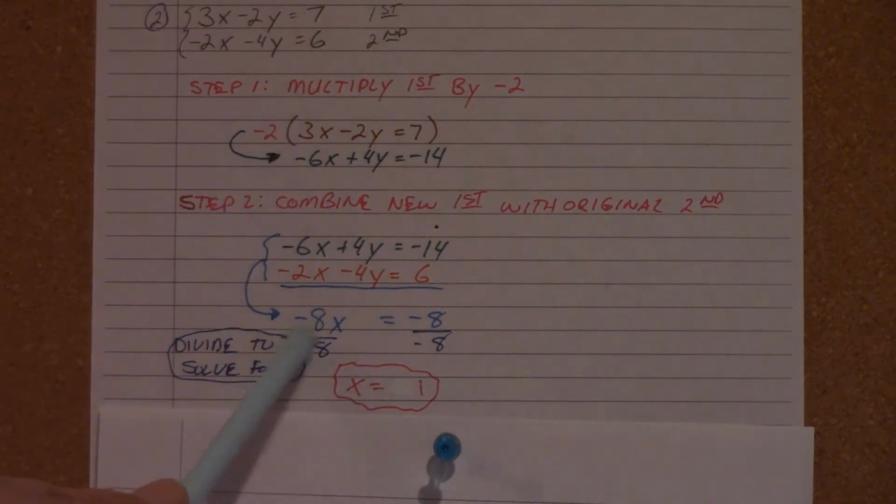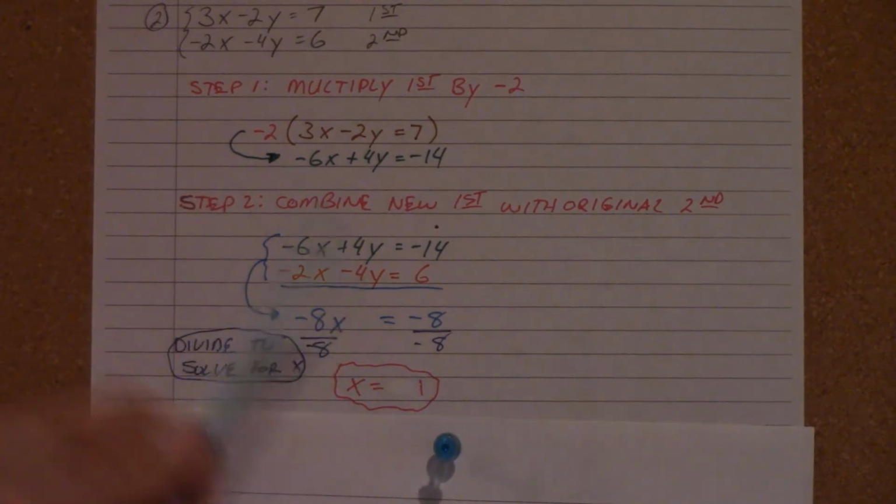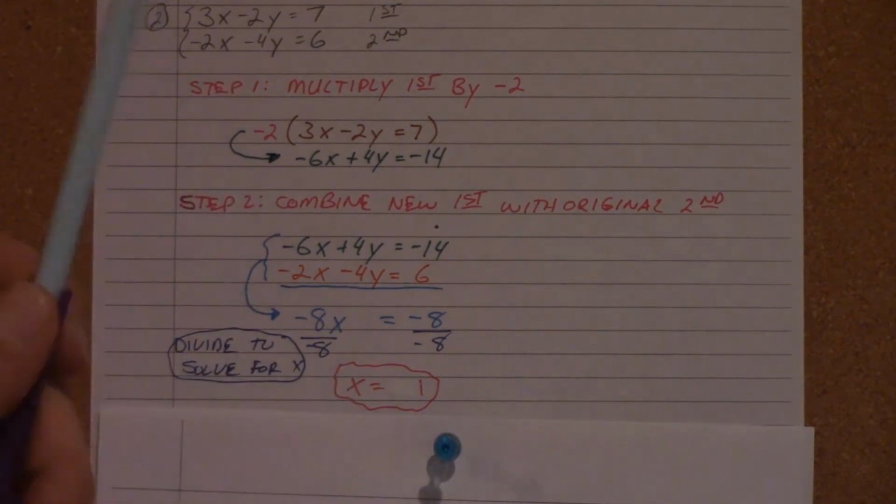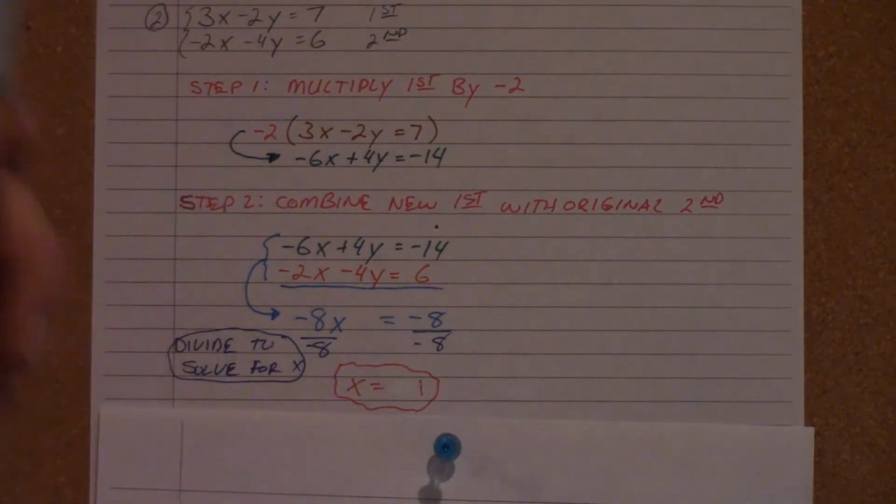So you get -8x equals -8. You're going to divide both sides by -8 to solve for x. You end up with x equals 1 because a negative divided by a negative is a positive, so x equals 1. What do we do from there?